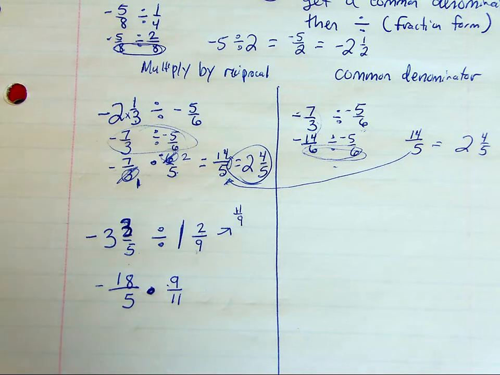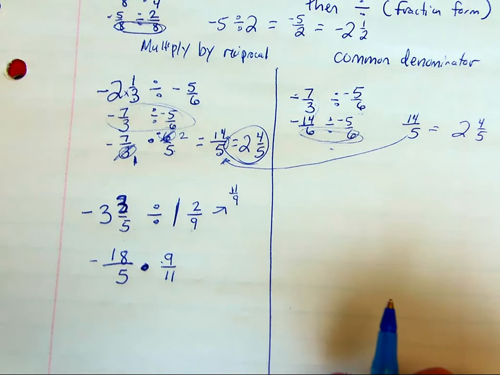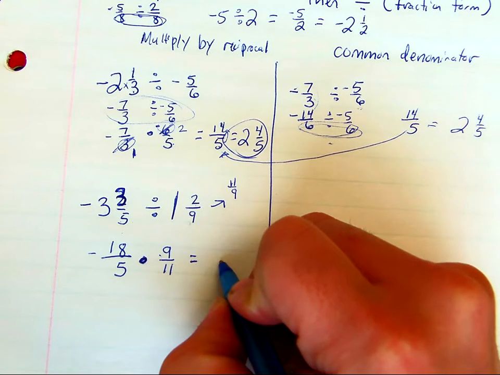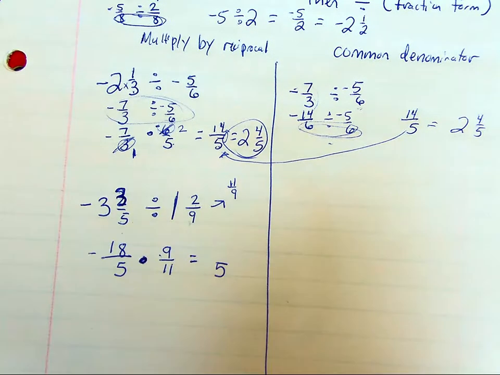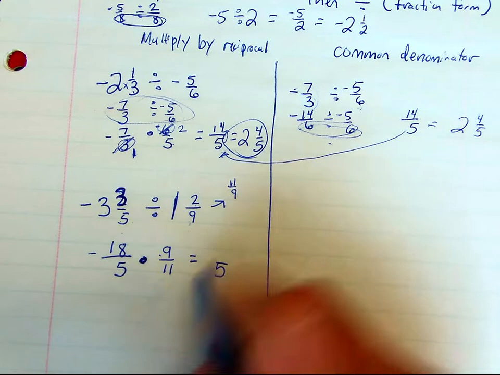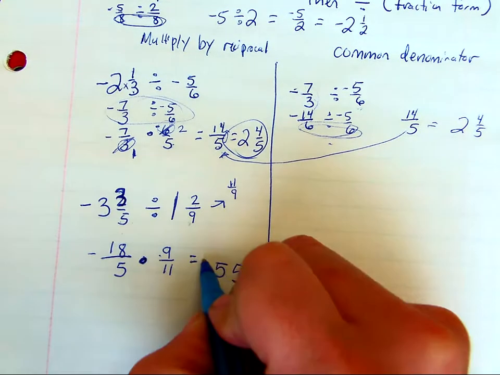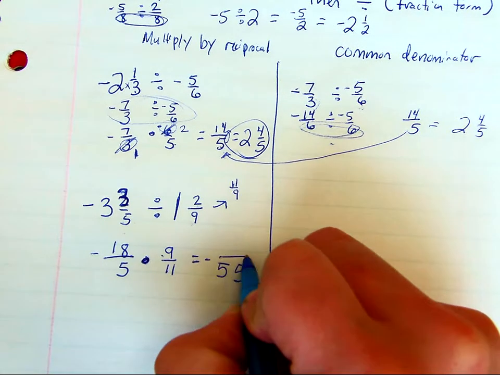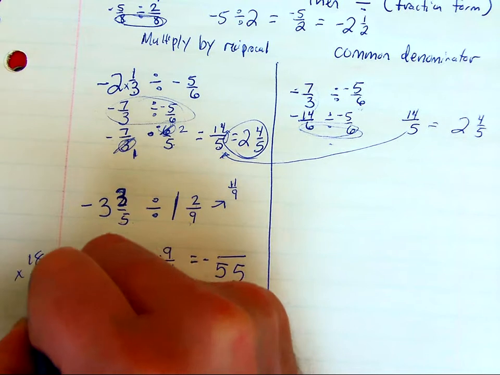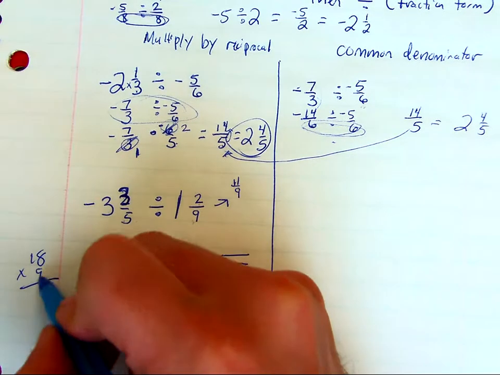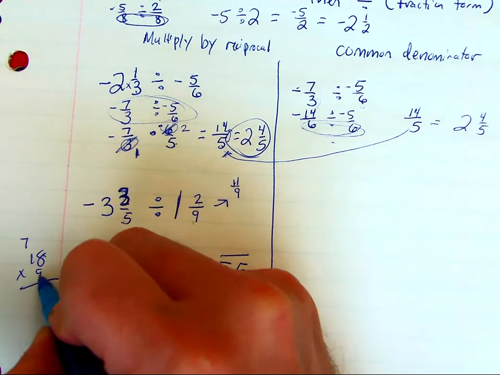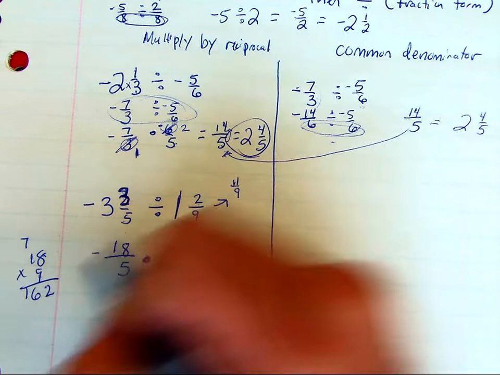Is there any simplifying we can do? Madeline? No? Right? So we're just going to have to work it out. 5 times 11 is 55. A negative times a positive is a negative. And then 18 times 9. We got 162.